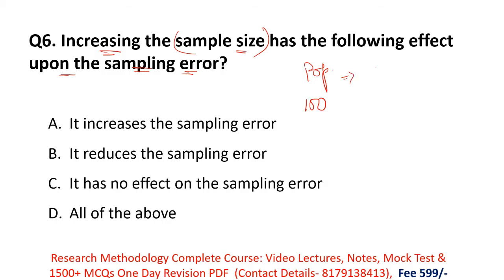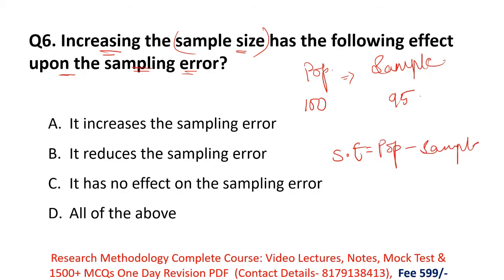And for the sample, I'm taking some members from the population. Suppose I'm selecting 95% directly from the population. So in this case, what will be my sampling error? Sampling error is population minus my sample. So here my population size is 100 and my sample size is 95.